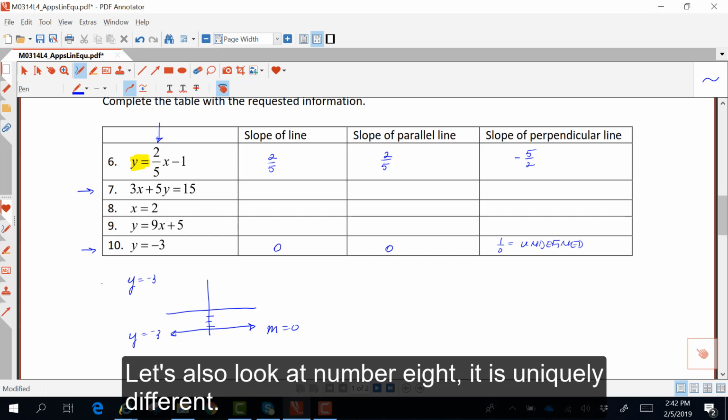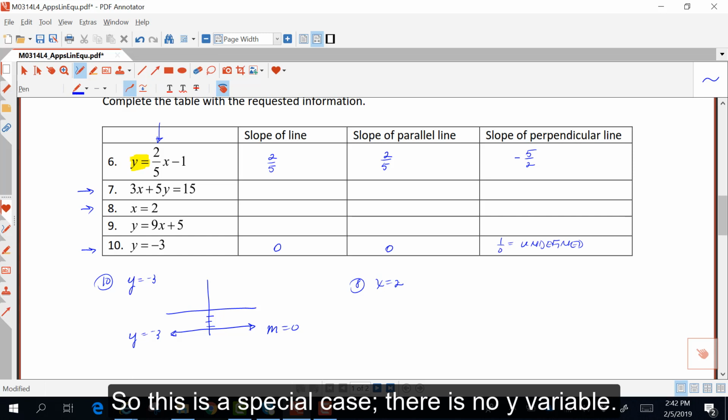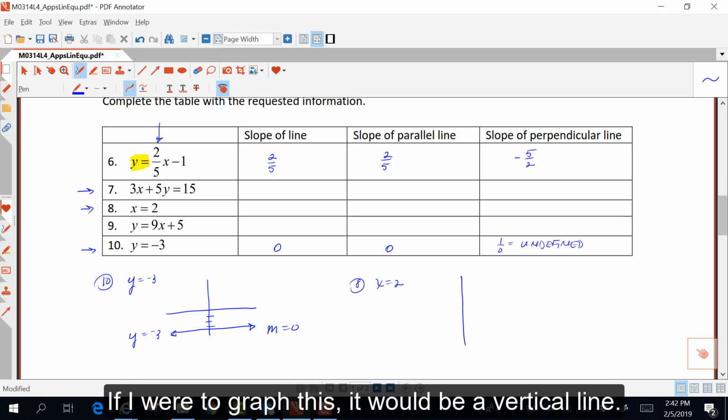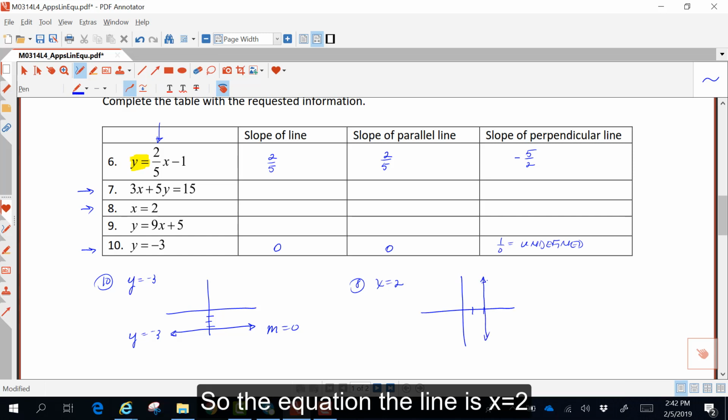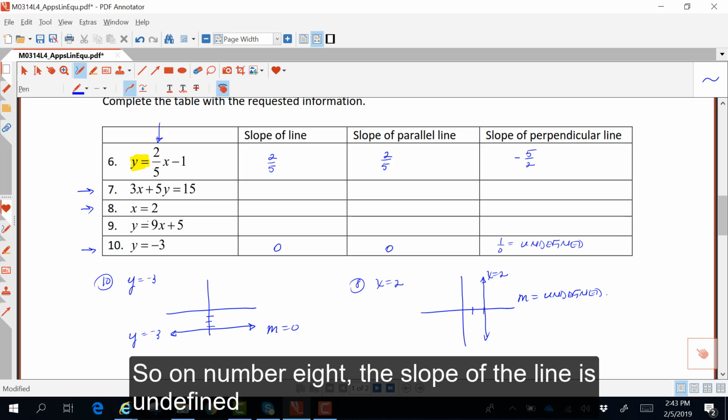Let's also look at number 8. It is uniquely different. Number 8, it only has the x variable. So this is a special case. There is no y variable. If I were to graph this, it would be a vertical line. So the equation of the line is x equaling 2, but the slope of the line is undefined. You may need to memorize this. So on number 8, the slope of the line is undefined.